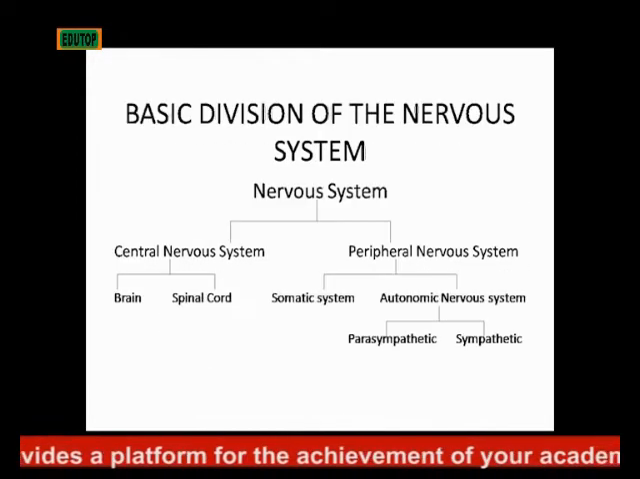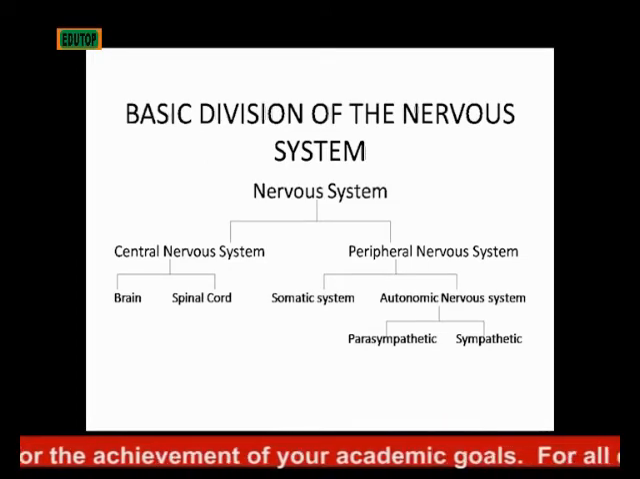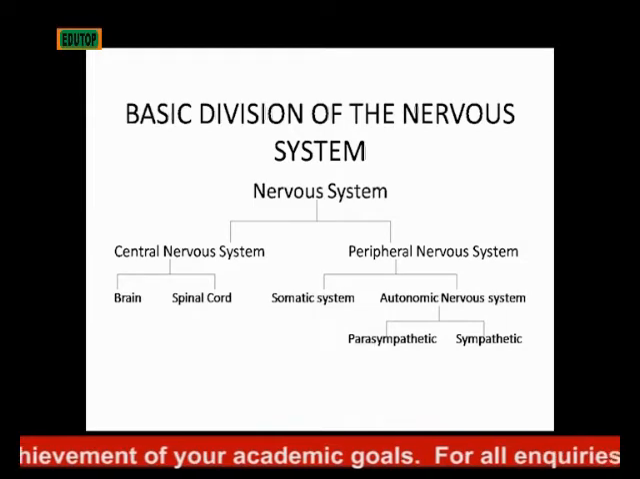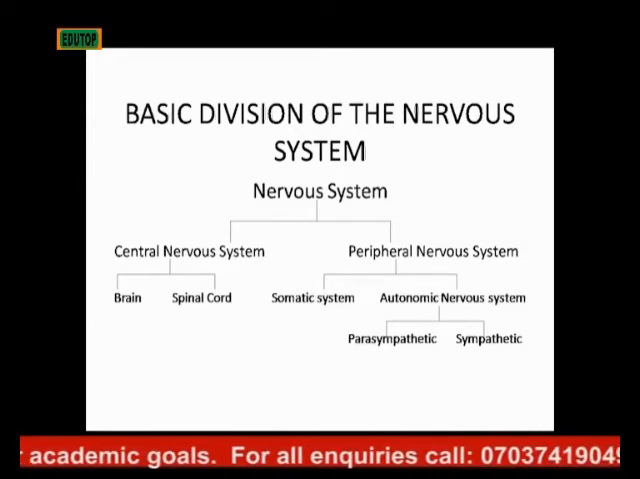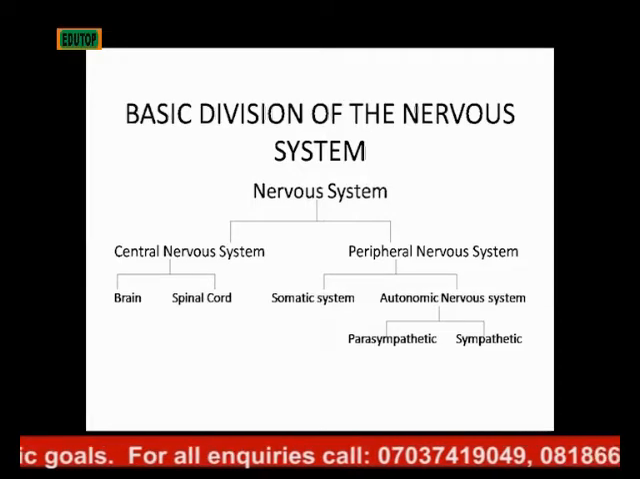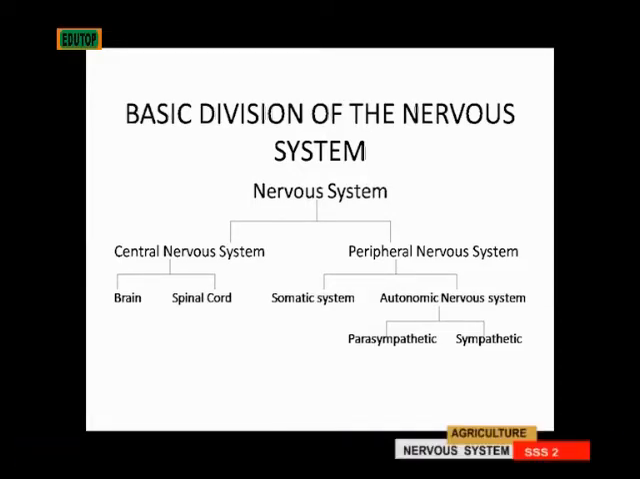So this is the diagrammatic representation. We have the nervous system divided into the central nervous system and the peripheral nervous system. Now, the central nervous system is divided into brain and spinal cord. Then the peripheral nervous system is divided into somatic system and the autonomic nervous system. Then we have the autonomic nervous system divided into the sympathetic and the parasympathetic systems.